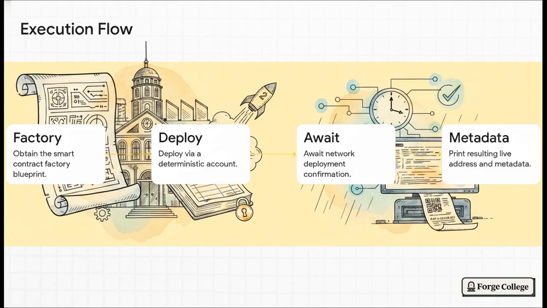Third, it waits for the network to actually confirm the deployment. We don't just throw code into the void and hope it sticks. No way. We demand cryptographically secure proof that it landed successfully. And finally, it prints out the resulting live address and the metadata, which we will absolutely need for our front-end interfaces and for Block Explorer verification.